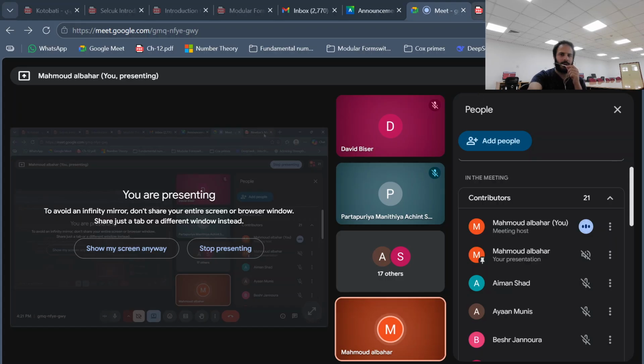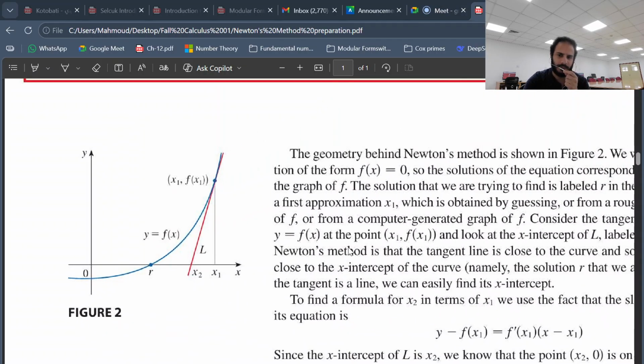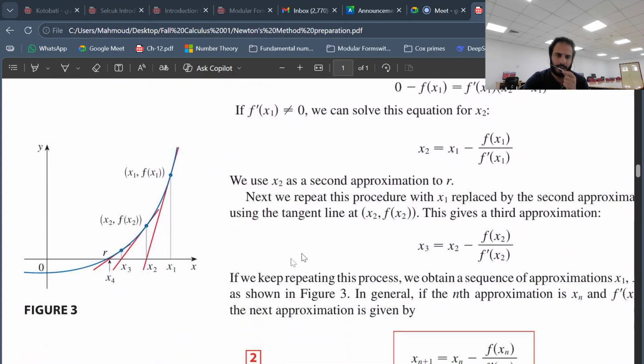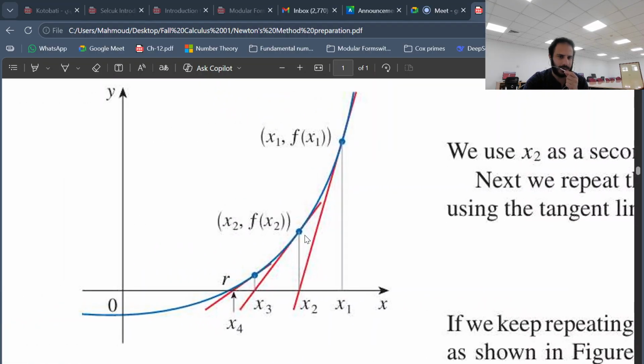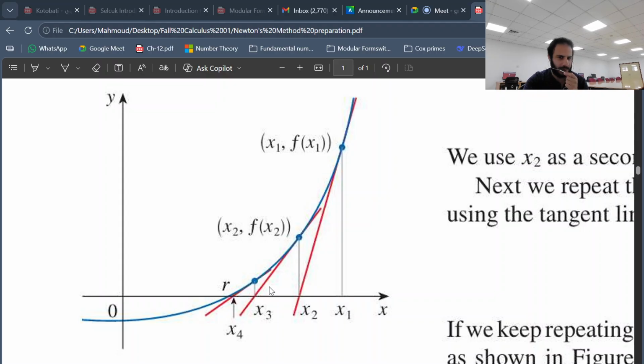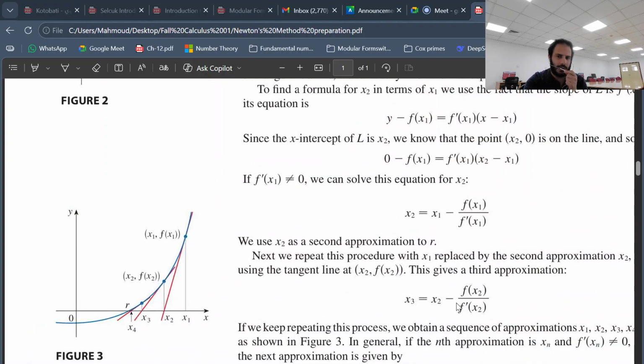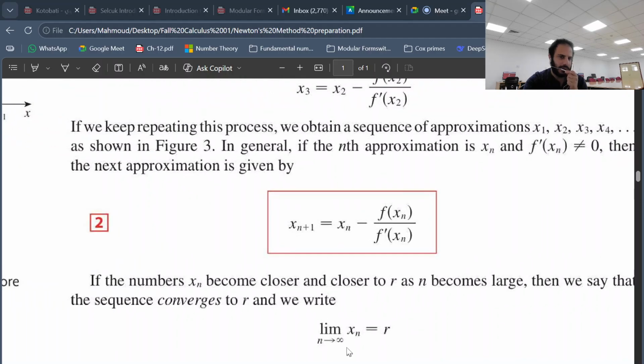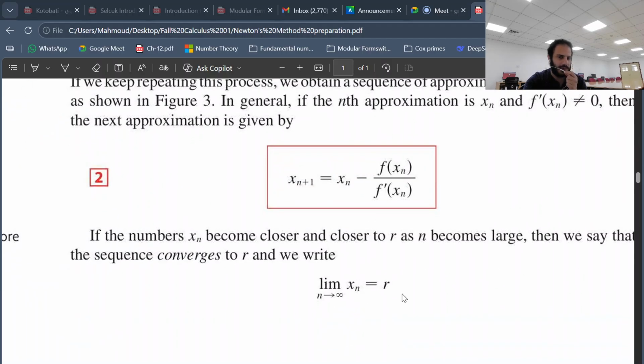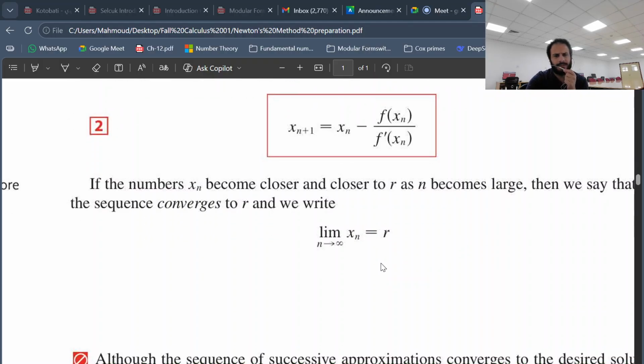Now let's get back to Newton's method. Here you see the graph. It's better than my drawing, when I try to draw the tangent lines. See here, you get closer to r. For example, see x4, it's very close to r. Now see here the formula, and here you see this limit of xn as n goes to infinity equals r. So these x values don't just approximate the answer. They converge to the answer when you take the limit. As n goes to infinity, you will get exactly r.